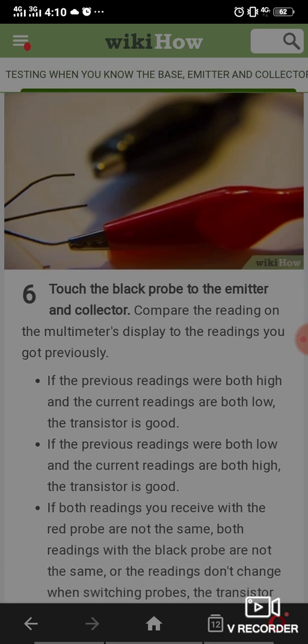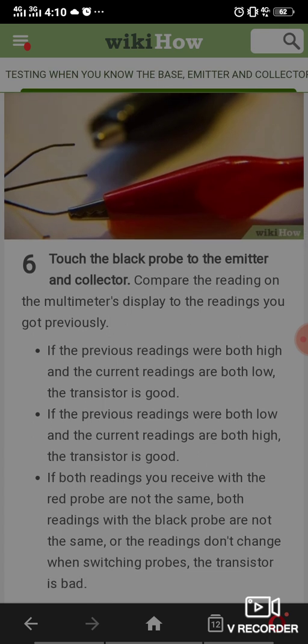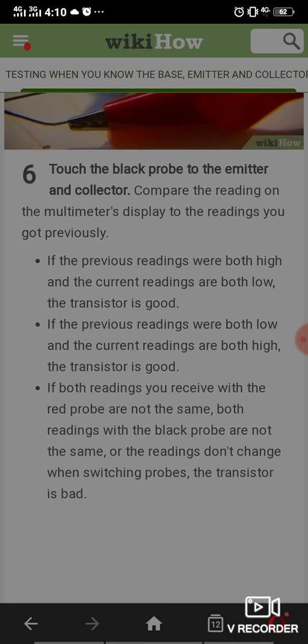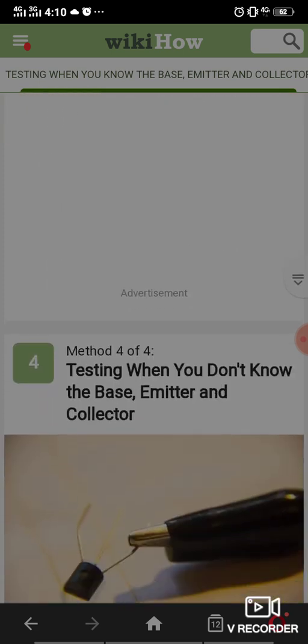If the previous readings were both high and the current readings are both low, the transistor is good. If the previous readings were both low and the current readings are both high, the transistor is good. If both readings you receive with the red probe are not the same, or both readings with the black probe are not the same, or the readings don't change when switching probes, the transistor is bad.